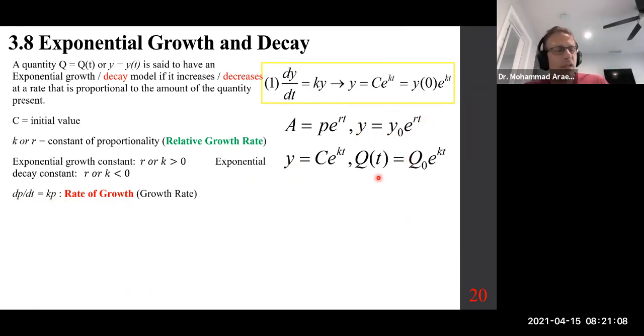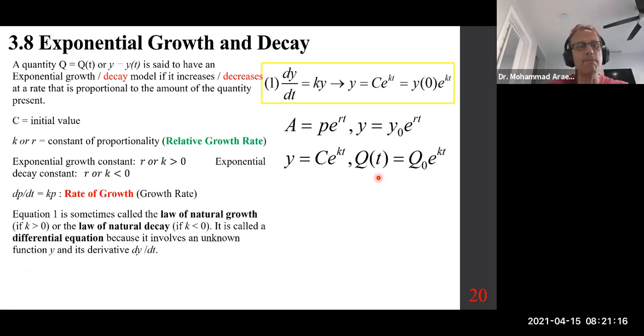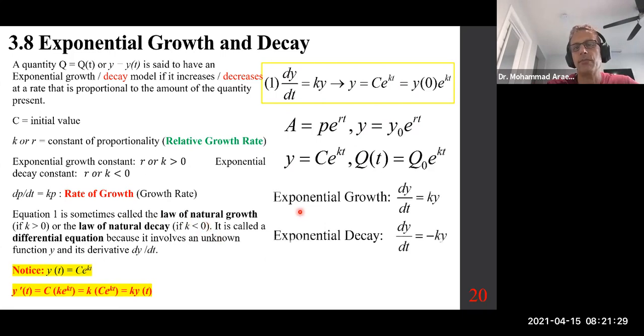You have seen many different formulas. Any of them that you use is fine. Different texts use different formulas. A couple of things we want to add. This equation is sometimes called the law of natural growth. When k is positive, I want you to pay attention to this, it's an exponential growth. When it's negative, it's exponential decay. And that's all there is to it.